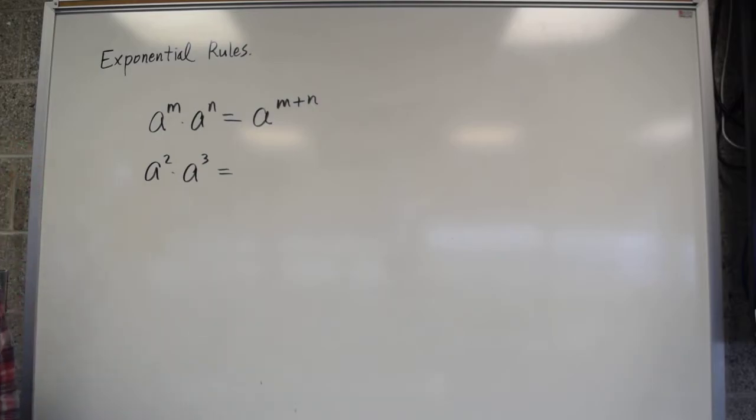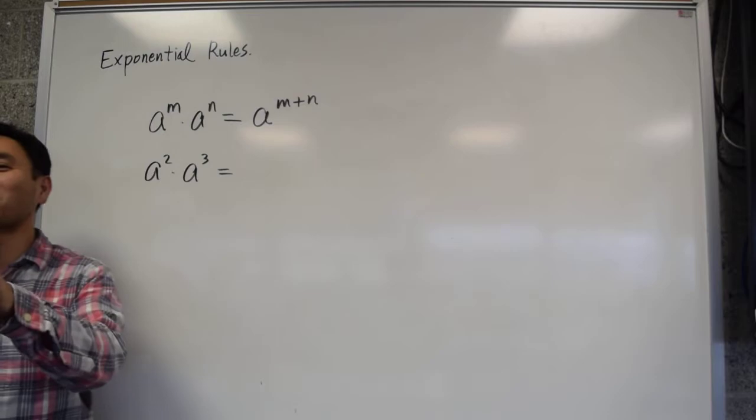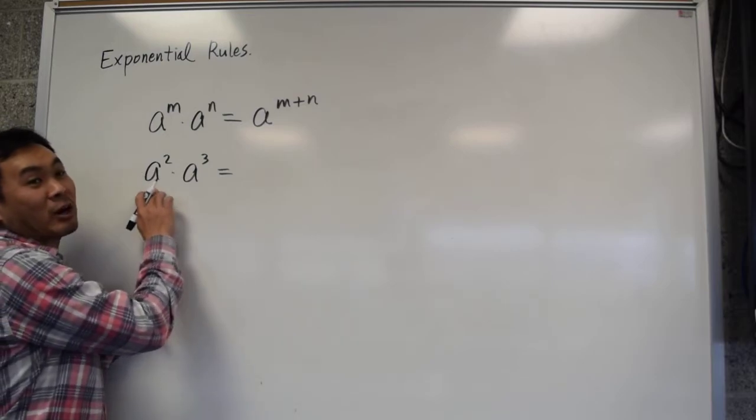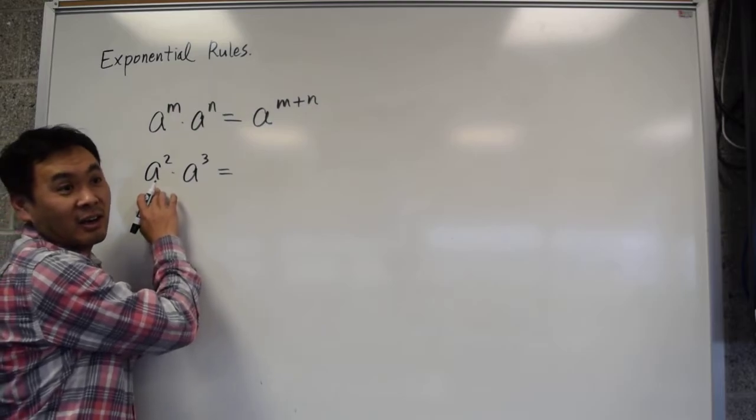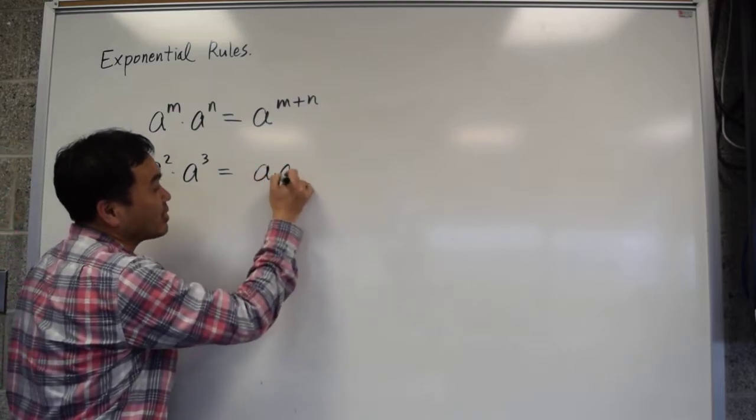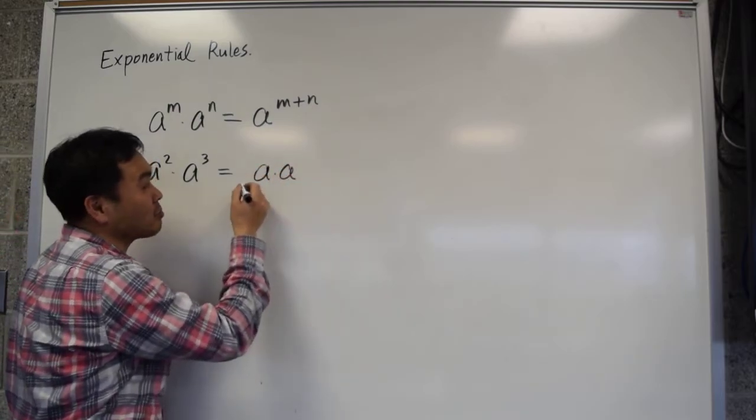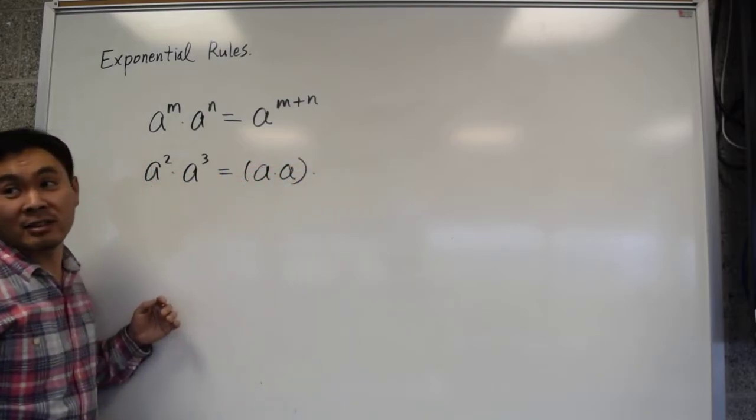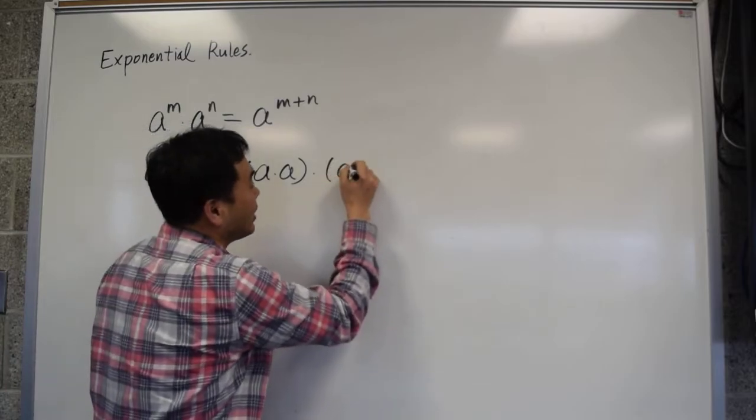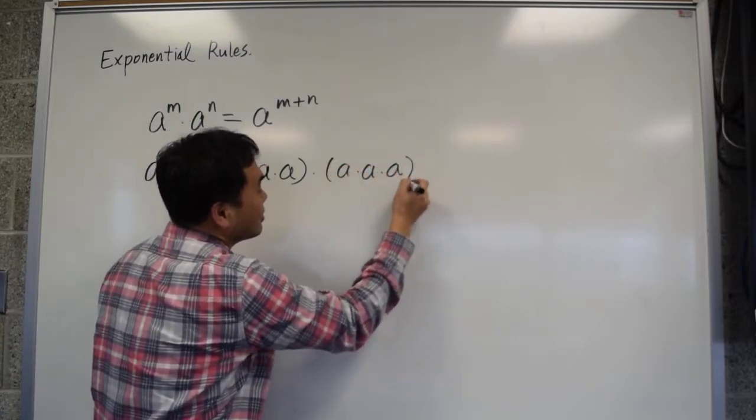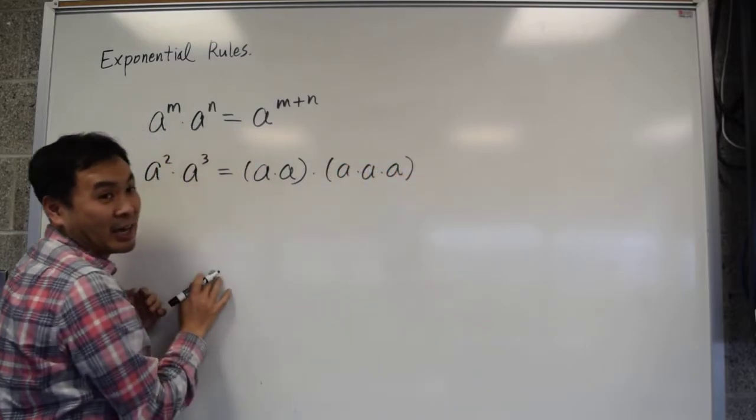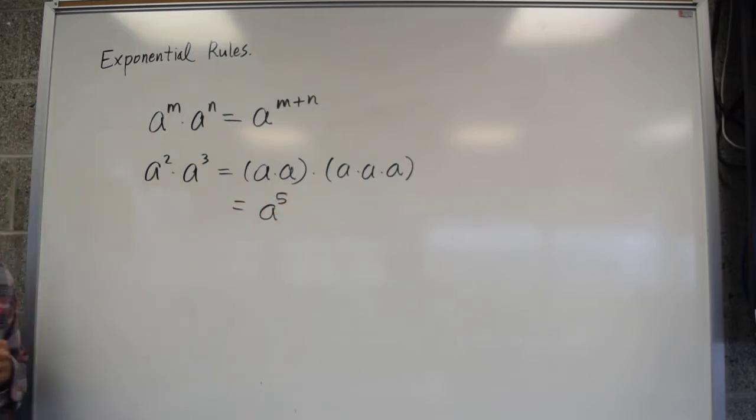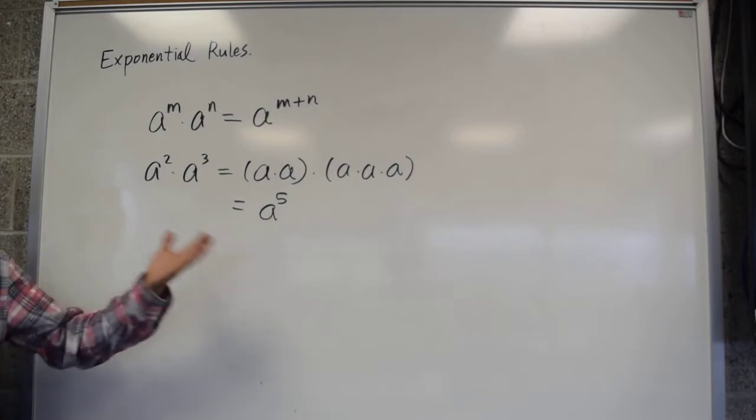Okay. All right. Let me try to explain this. What does a squared mean? A times a. Right? A multiplied by itself twice. What does a cubed mean? A times a times a. Now, how many times did you multiply a? 5. That's why. Okay? That's the answer I wanted.